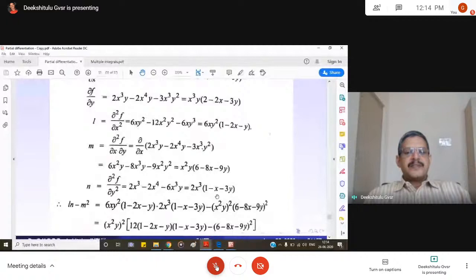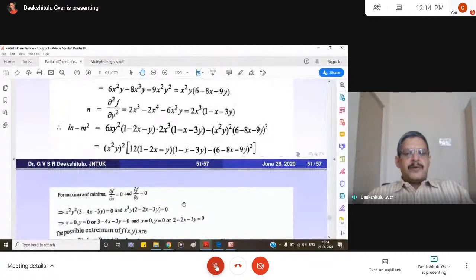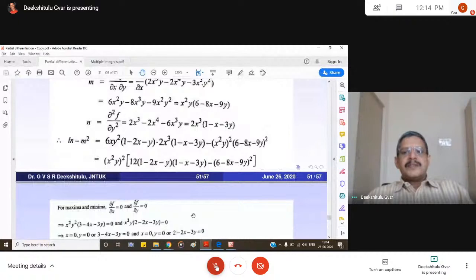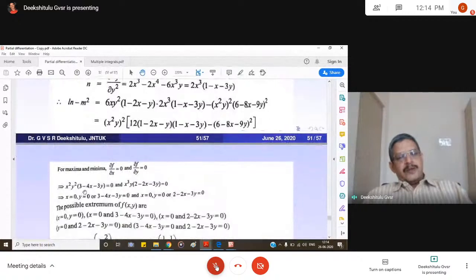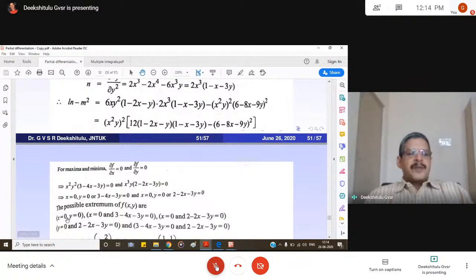So for the maxima or minima, dou f by dou x must be equal to 0 and dou f by dou y must be equal to 0. So x square y square into 3 minus 4x minus 3y is equal to 0, and x cube y into 2 minus 2x minus 3y is equal to 0. Clearly x equal to 0, y equal to 0 is a solution of both the equations. And if you equate these, 3 minus 4x minus 3y is equal to 0 and 2 minus 2x minus 3y is equal to 0.